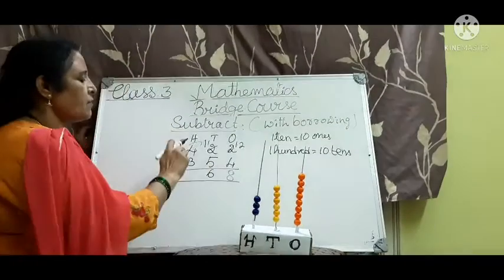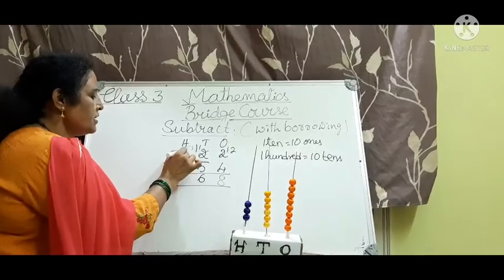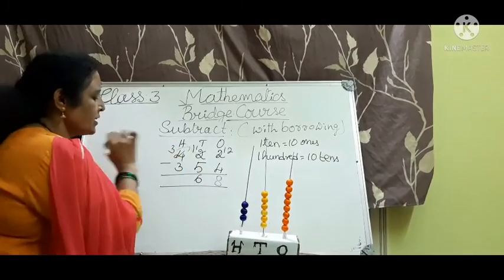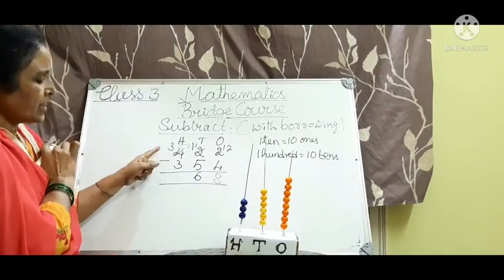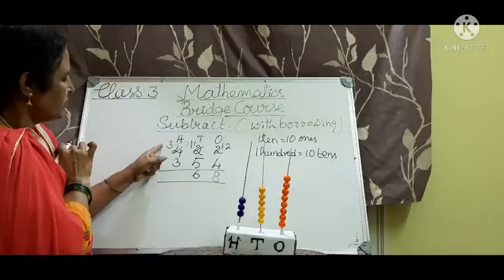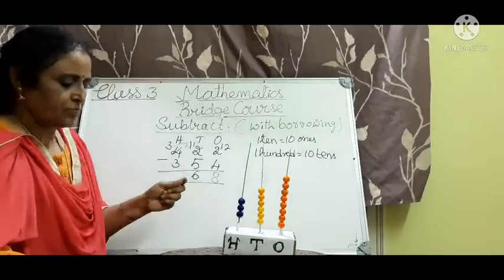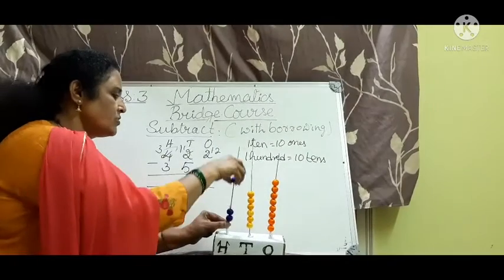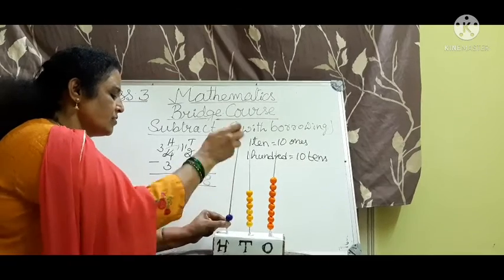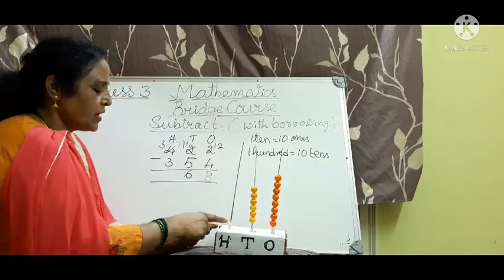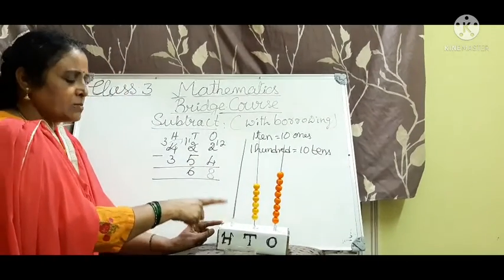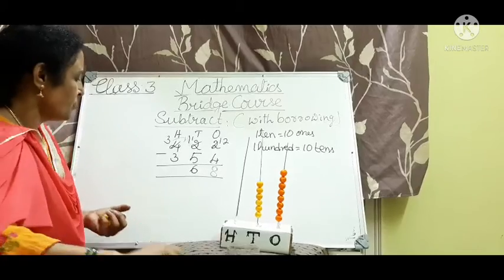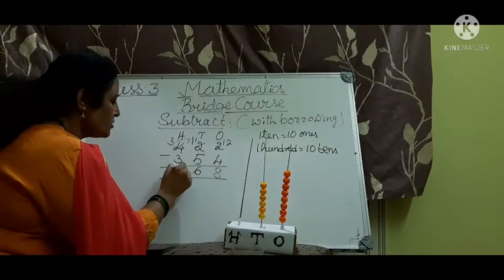Now after giving the borrow, here 3 hundreds will remain. Then 3 minus 3. I will take out 3 hundreds. Then how many are remaining? 0. No beads means 0. Then 3 minus 3 is 0.